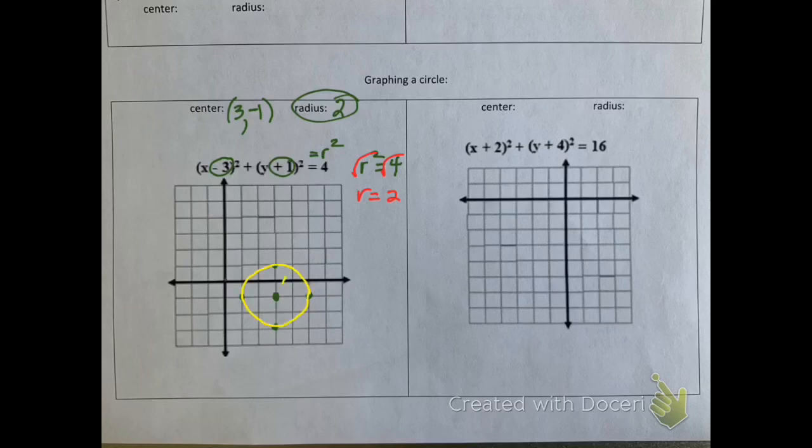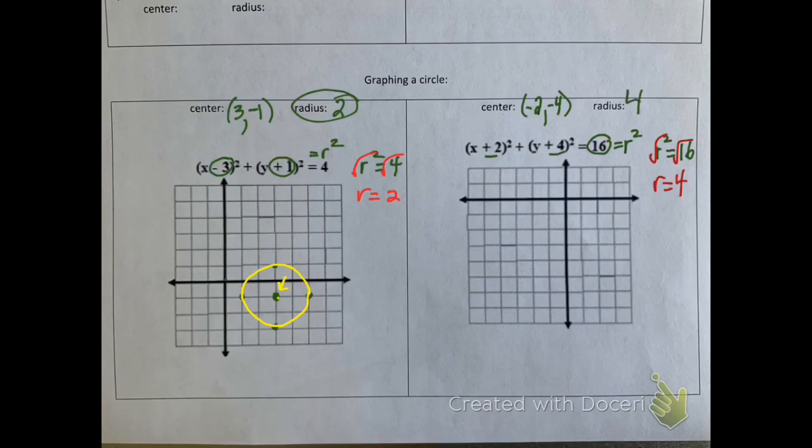So again, from the center, I went up 2, down 2, to the left 2, and to the right 2. For this next one, the center, if I pull out the coordinates, again, I just flip these signs. So the center is -2, -4. And then again, I know that this is the radius squared. So what can you multiply by itself to get 16? Or if you solve this by taking the square root of both sides, the square root of 16 is 4. So the radius is 4.